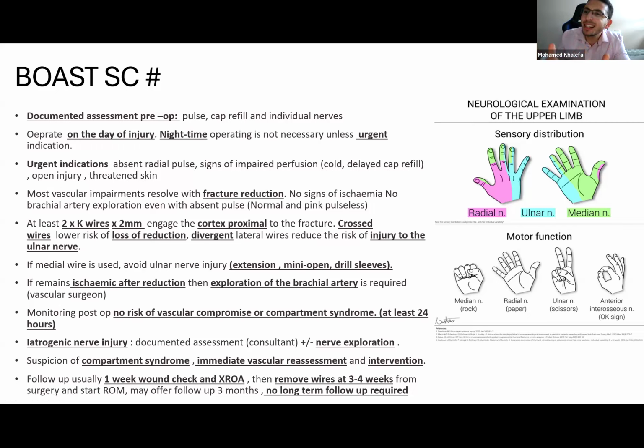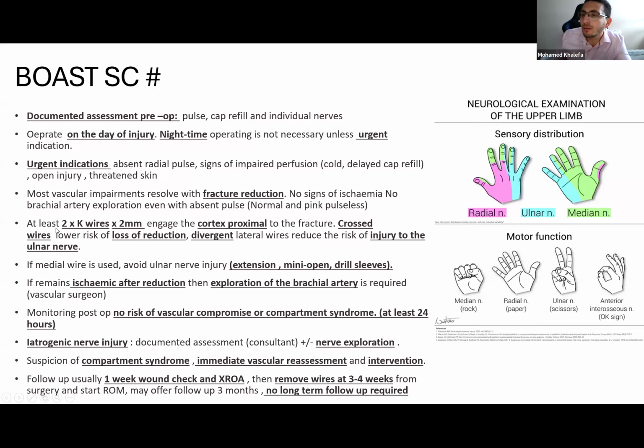No, it's because everything is kinked or spastic. So once you reduce the fracture, you should restore the vascularity. And that's why we should do the operation as soon as possible. So if there is no signs of ischemia after you reduce it, there is no need for exploration. So if there is no pulse, if it's pale, if it's cold, etc., and you reduced it and it's pink and you've got pulse, no need to explore, okay?